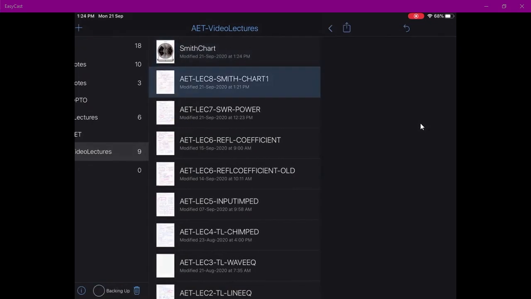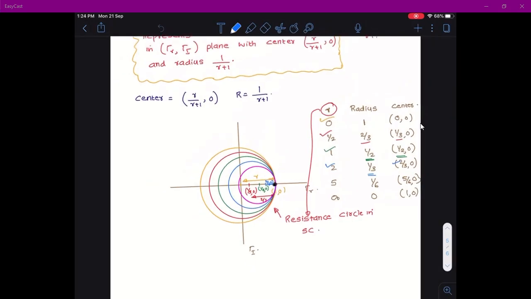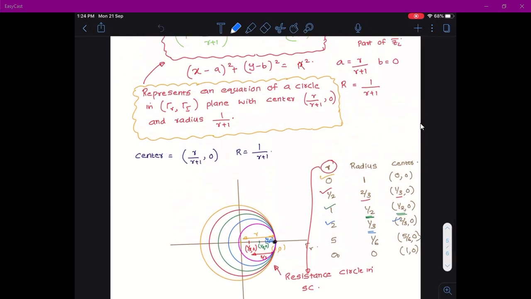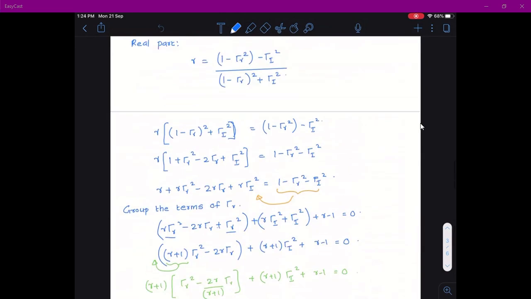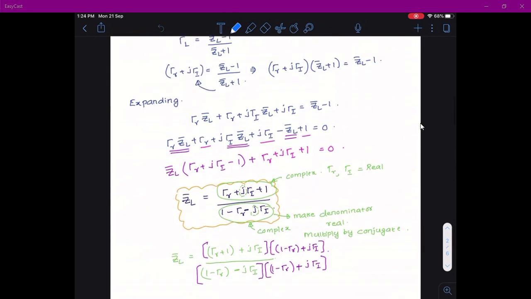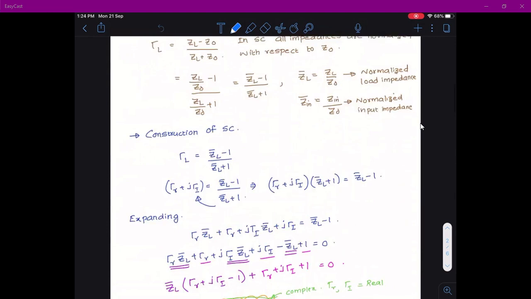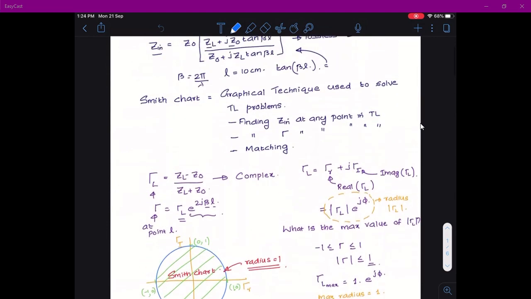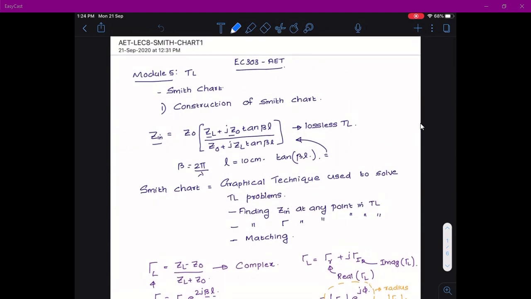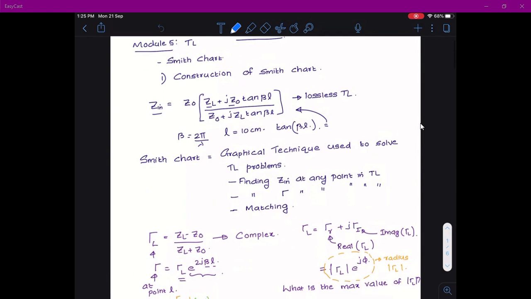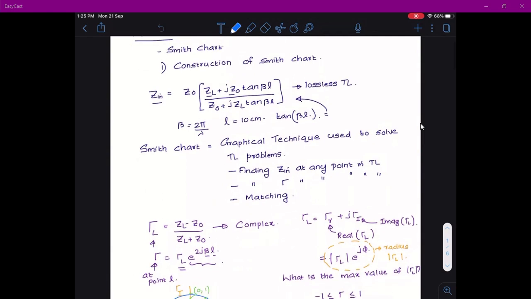So currently we have seen the resistance circle, how the resistance circle is derived, how the values of center and the radius come about, and what the basics of the Smith chart are. So once we see the resistance circles, the next set of circles, which are called reactance circles, the Smith chart is complete. If you draw both of them together, then that is your Smith chart. Okay, so we'll stop here and just go through the lecture, and we'll have a discussion on this in that class. Thank you.